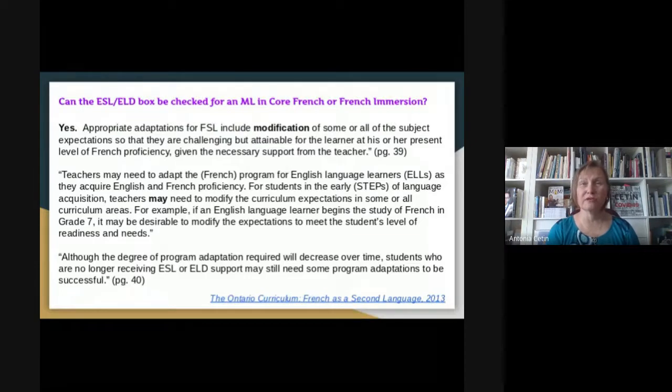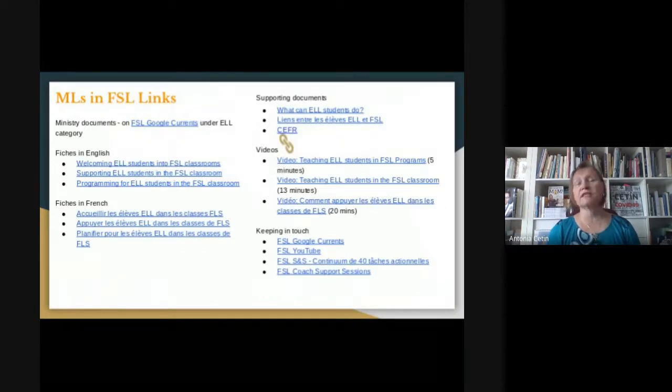As we come closer to the end of our presentation, we would like to share these great links with you of more information of how to welcome, support, and program for the MLs in your FSL classroom. We have included ministry documents, supporting documents, videos, and contact information. In these documents on the left, you will find key messages and examples of how to support students. Supporting documents include information about our learners and how they learn. Our videos give you more ideas for supporting students.